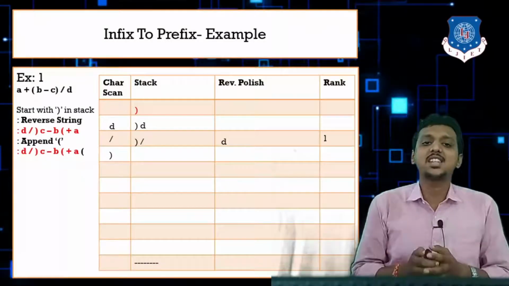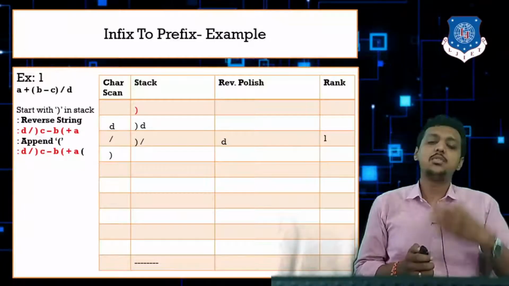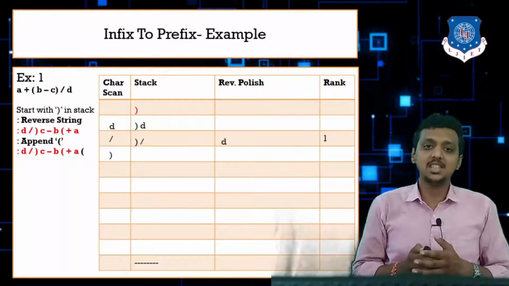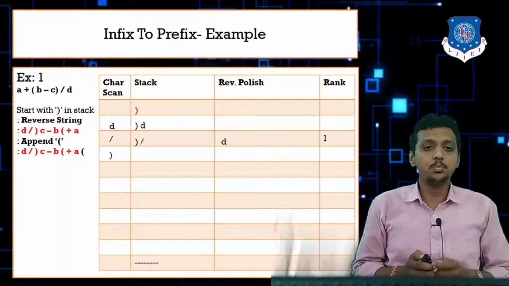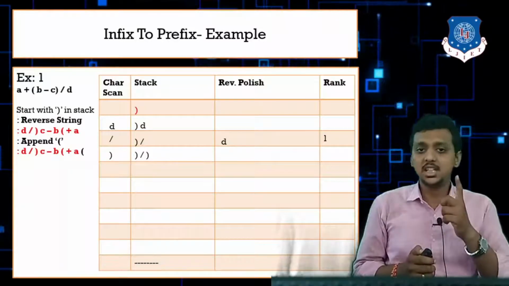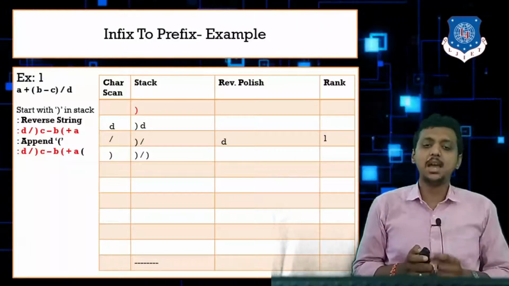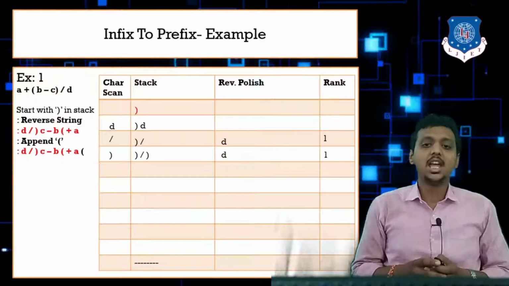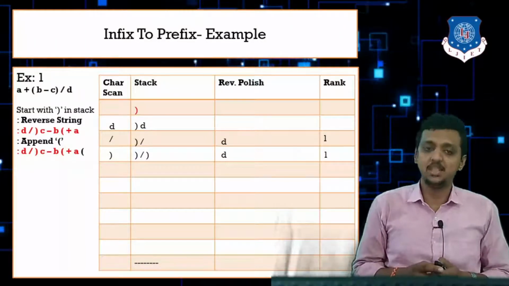So when the closing bracket is outside the stack, its precedence is 9. So I am going to push it inside the stack. Here it is: closing bracket, division, closing bracket. That is my whole string. The reverse polish stays as it is and the rank remains as it is.